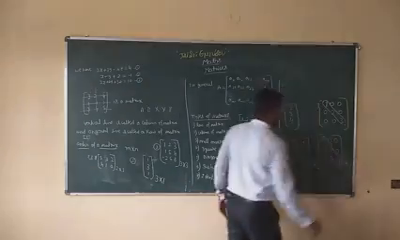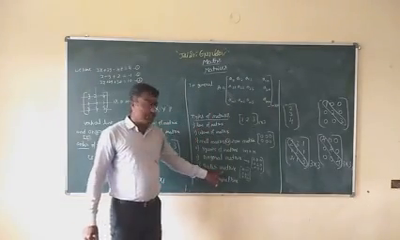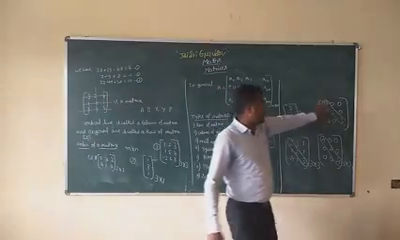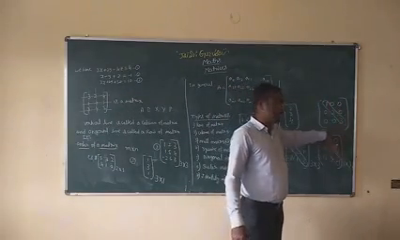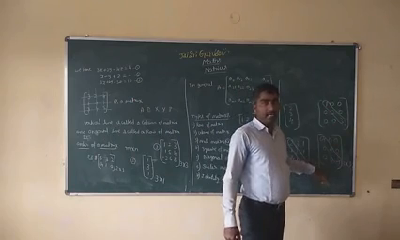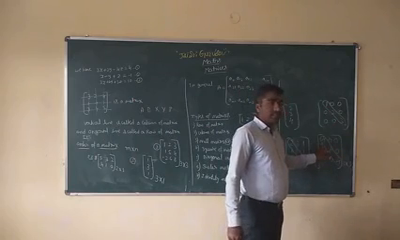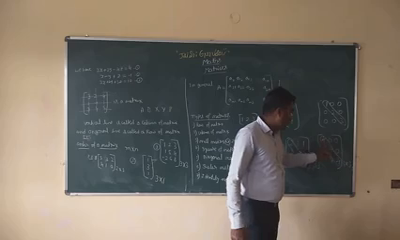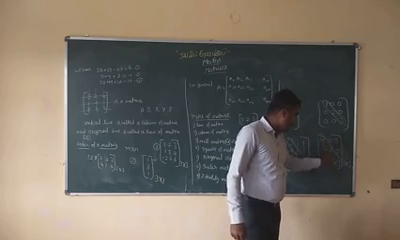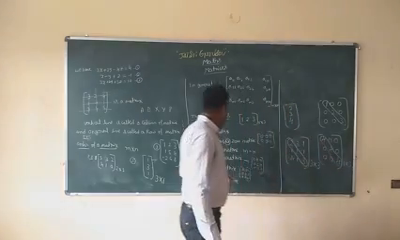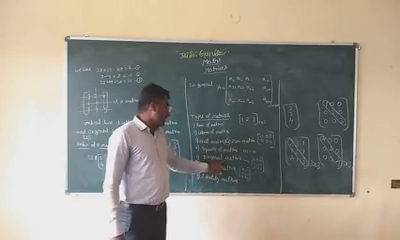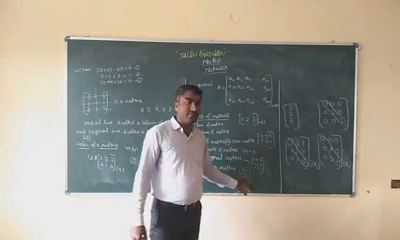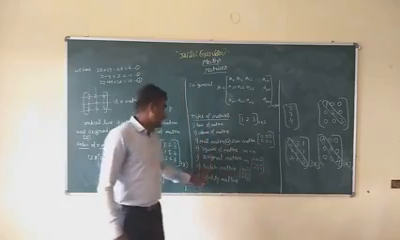3 cross 3. So a scalar matrix is a diagonal matrix. Diagonal matrix means the non-diagonal elements are 0, but the diagonal elements are equal. Here 4, 4, 4, the same number. Therefore, a scalar matrix is a diagonal matrix whose diagonal elements are the same. That is called a scalar matrix.